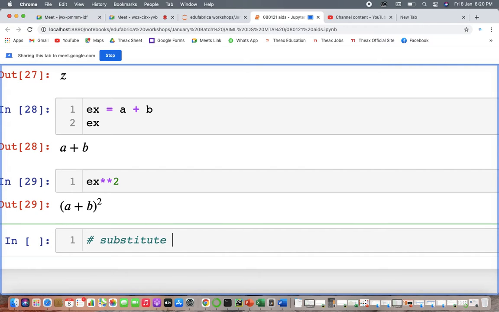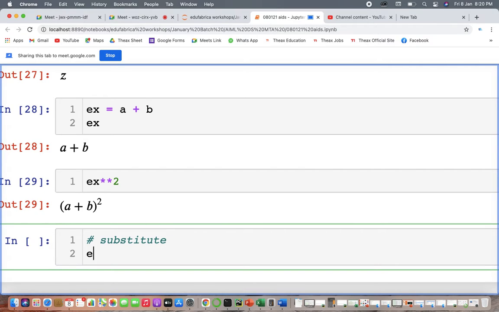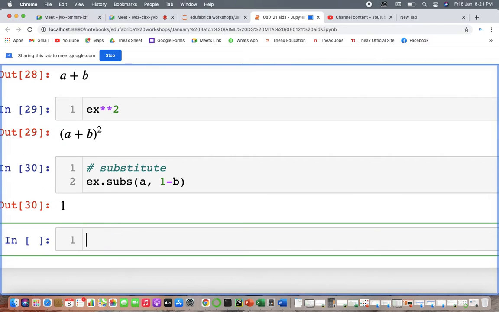So basically you are going to substitute. In EX, I want to substitute the value of A with what? With 1 minus B. Then what should be the output if we substitute the value of A with 1 minus B? We get the expression value as 1. Okay.